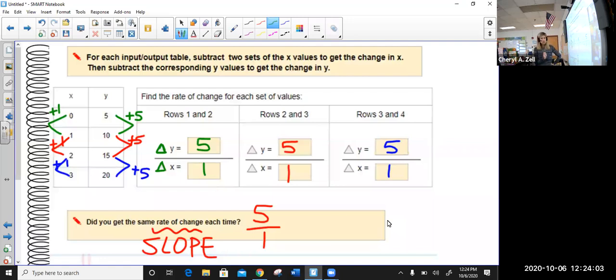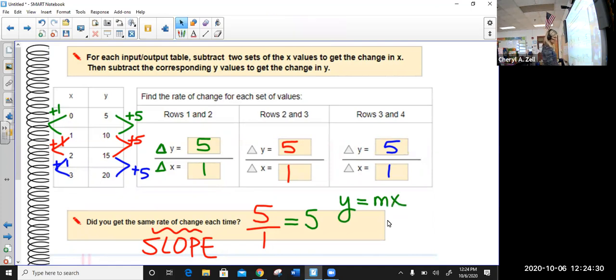Now, here's what you need to understand. So you may want to write this down. The rate of change is 5 over 1, or you can simplify that as 5. That is the rate of change. Slope is the rate of change. And there is an equation that you will need to know, which is Y equals mx. Now, this m here is your slope. M represents slope. It's a special variable that is assigned to slope. So m equals the slope.